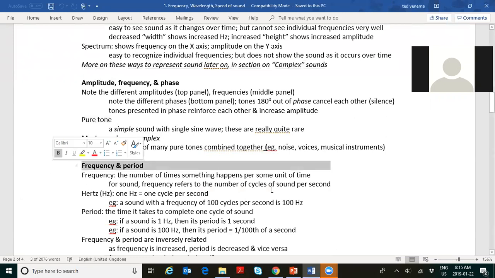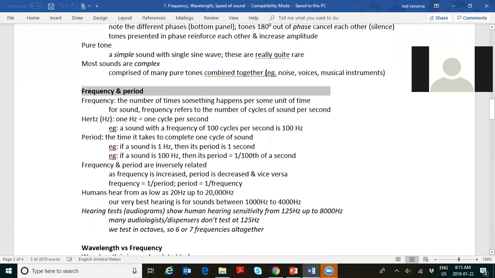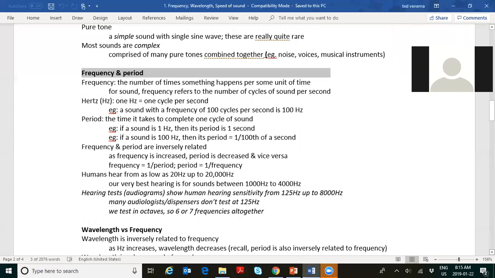Now we are at frequency and period. So here's the section. It describes in notes what we've been talking about. Frequency, highlight it right there. The number of times something happens per some unit of time. Your footsteps. How many footsteps per second? What was the frequency of your footsteps? If you're running, a higher frequency, more footsteps per second than when you're walking. For sound, frequency refers to the number of cycles per second.